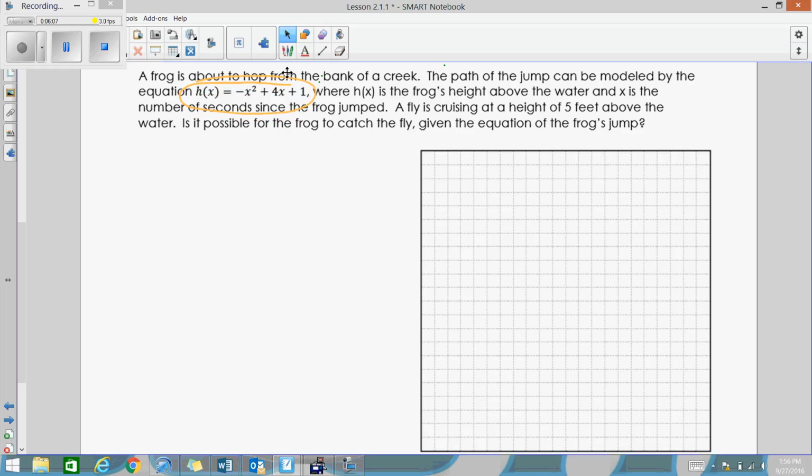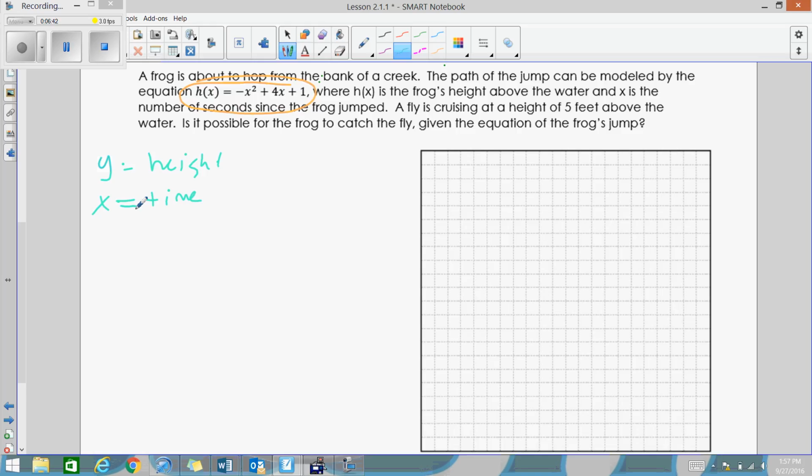Anyway, there's your equation where h of x is the frog's height above the water and x is the number of seconds the frog has jumped. All right, so x is your time. y is your height. So y equals height, and x equals time. It's important that we understand that x is not distance, like the distance he jumped, it's time. How long was he in the air for?